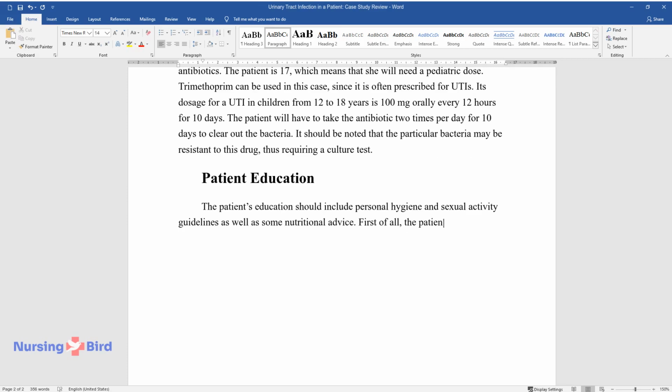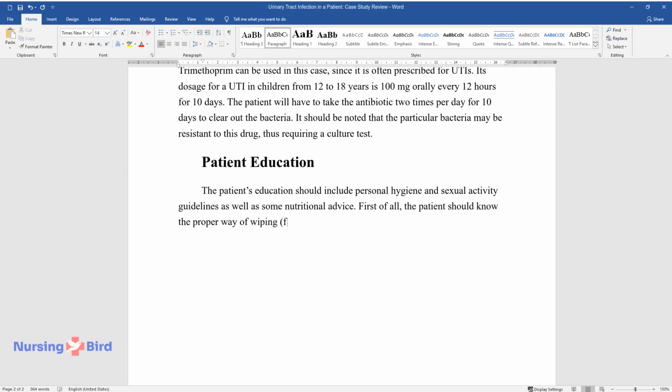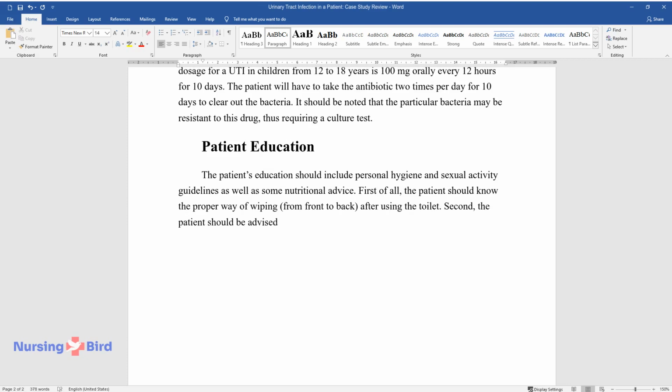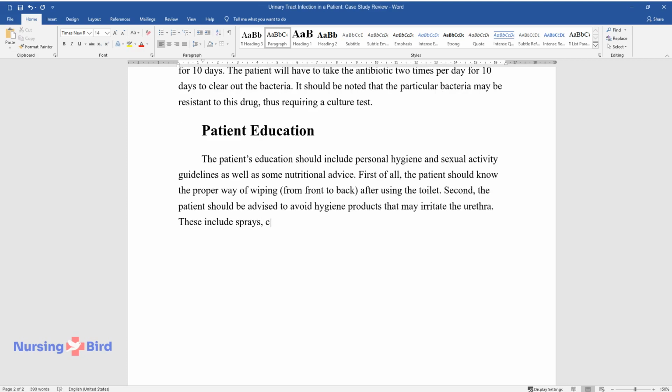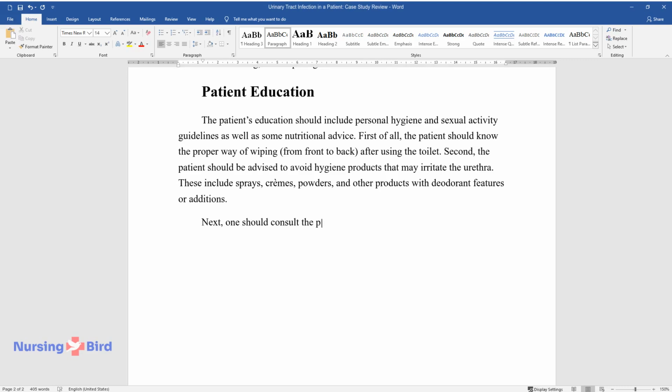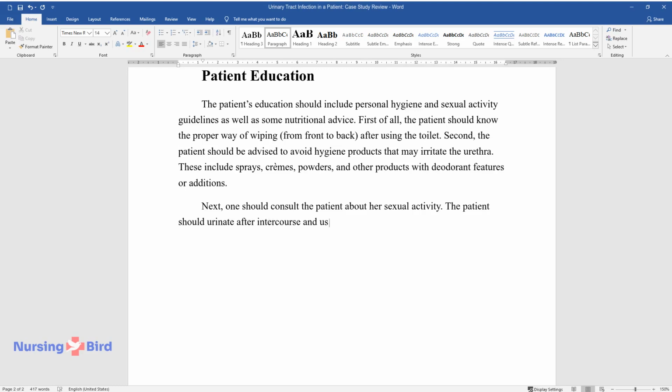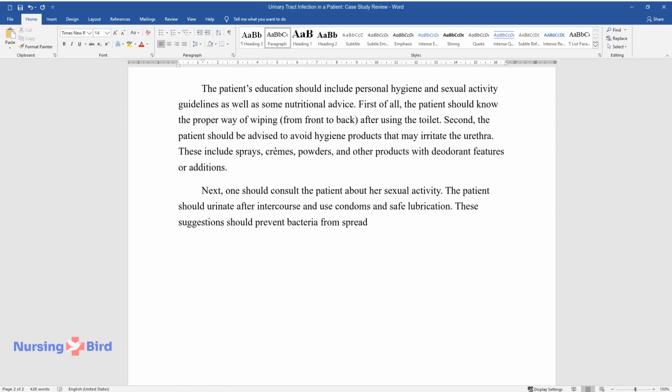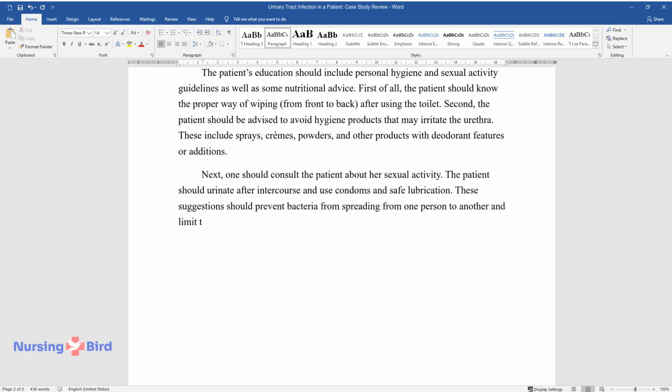Patient education. The patient's education should include personal hygiene and sexual activity guidelines, as well as some nutritional advice. First of all, the patient should know the proper way of wiping, from front to back, after using the toilet. Second, the patient should be advised to avoid hygiene products that may irritate the urethra. These include sprays, cremes, powders, and other products with deodorant features or additions. Next, one should consult the patient about her sexual activity. The patient should urinate after intercourse and use condoms and safe lubrication. These suggestions should prevent bacteria from spreading from one person to another and limit the patient's exposure to possible infection causes.